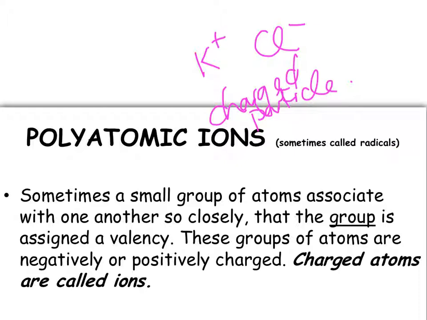So, what do we mean by polyatomic ions in definition terms? Sometimes a small group of atoms associate with one another so closely that the group is given a valency. These groups of atoms are negatively or positively charged. That makes them ions. Charged atoms are called ions, as are charged groups of atoms. So let's see how we're going to use that.